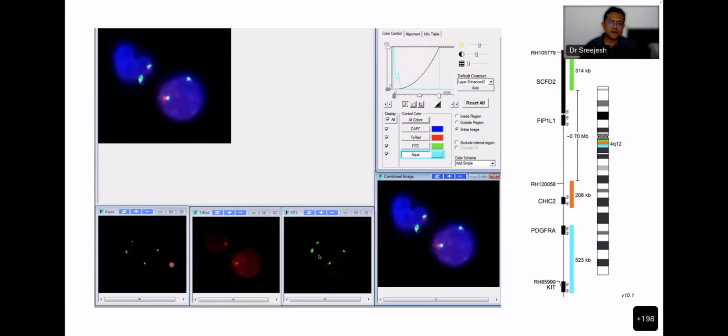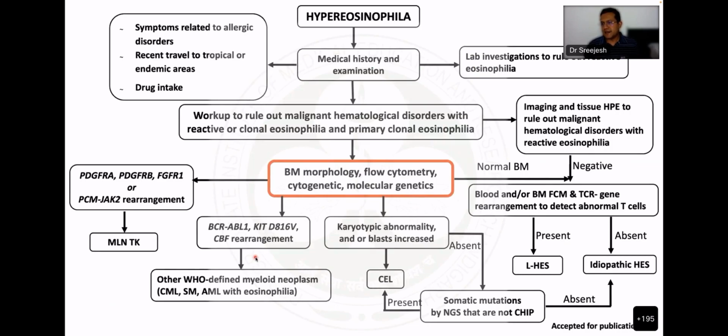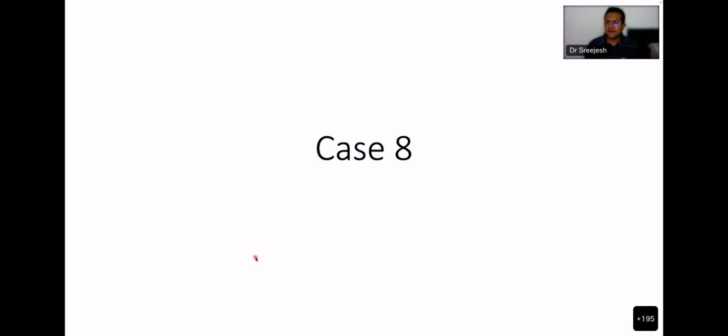So in FISH, you can see 2 signals from FIP1L1, 2 signals from PDGFRA, but for CHIC2 you have only one red signal. That means CHIC2 is deleted. The deletion of CHIC2 is an indirect indicator of FIP1L1-PDGFRA translocation. So this was a case of FIP1L1-PDGFRA rearranged eosinophilia. So that's about this case, and the last case I discussed is this one.